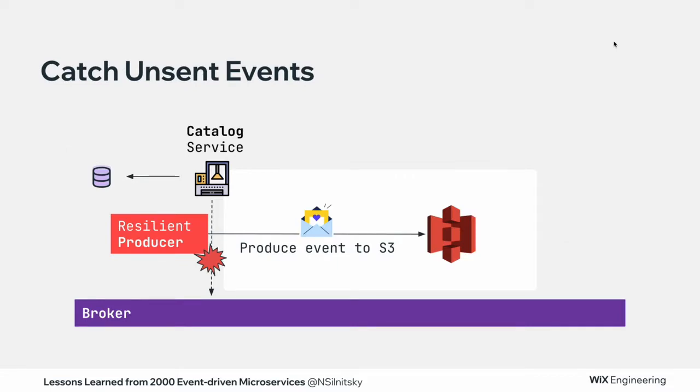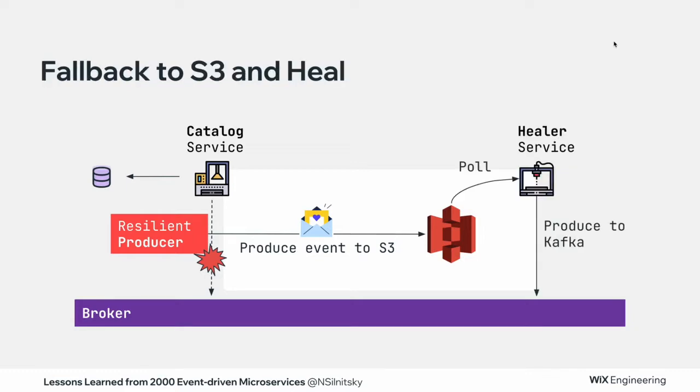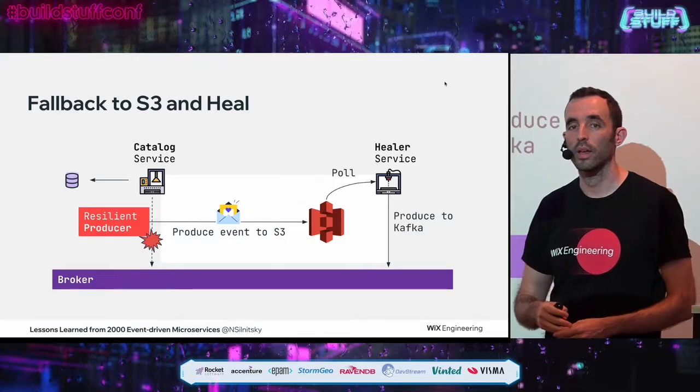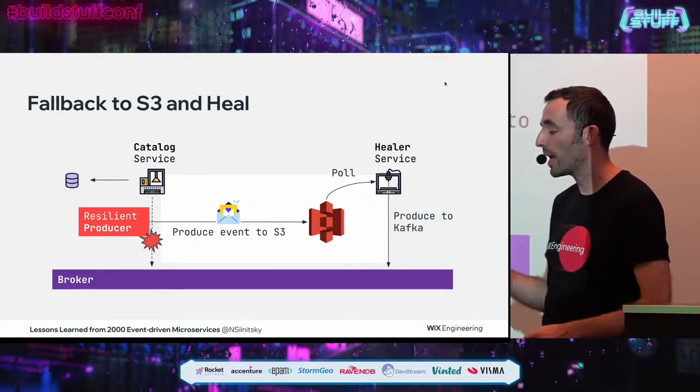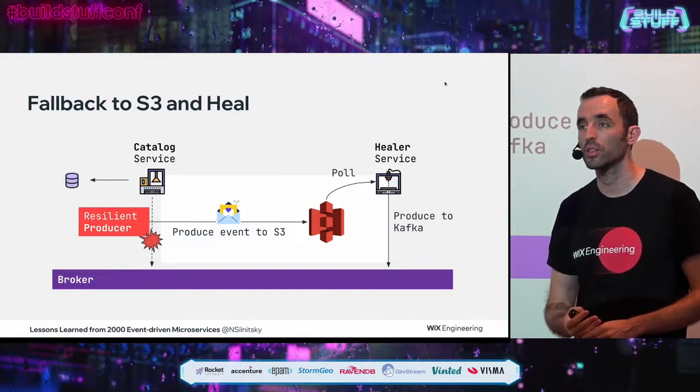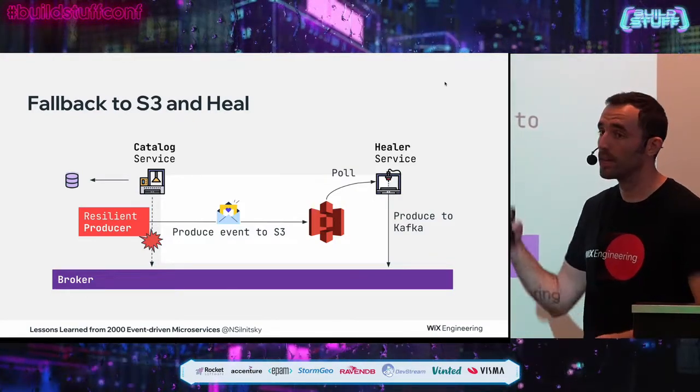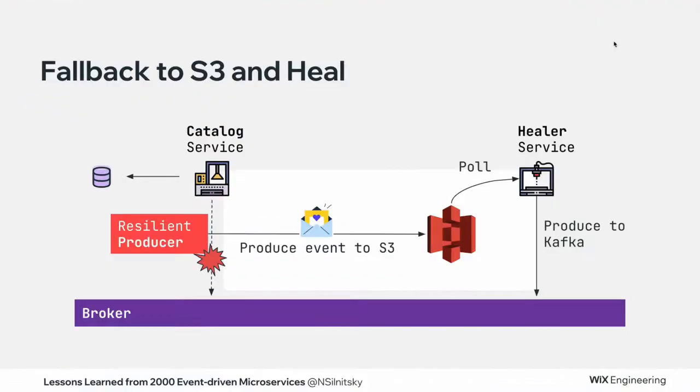So what we decided to do here is to try and avoid getting these failures. We wrapped the Kafka producer in a resilient producer, and if there's some issue that causes failure to produce to Kafka, then we instead produced the messages to S3, to AWS Object Store. Then we had our healer service on the side that periodically polls S3, looks for new messages that were unsuccessfully sent, and sends them by itself.